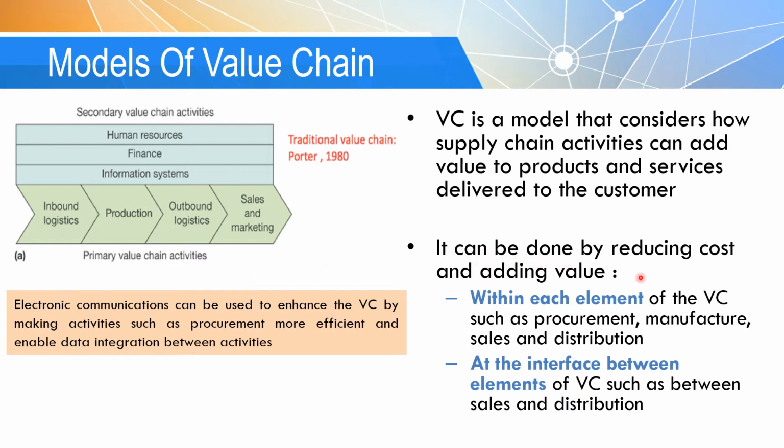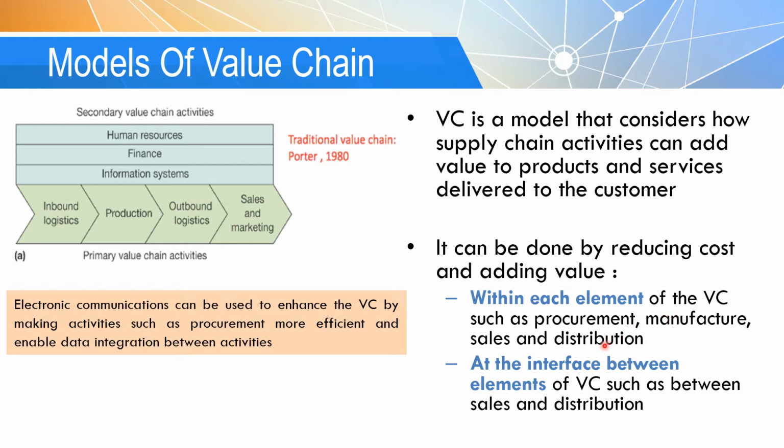It can be done by reducing costs and adding value within each element of the value chain. So how can we use information systems to reduce the cost and solve the problem in supply chain management by adding value in each element of the value chain itself? We can add an information system, for example, a procurement system in inbound logistics, and maybe we can add SaaS software for the production and the outbound logistics. So we can have SaaS software for logistics itself.